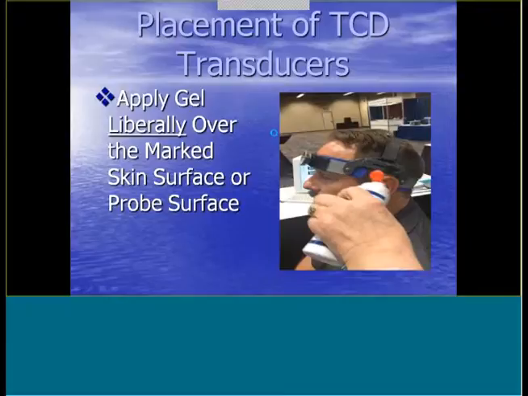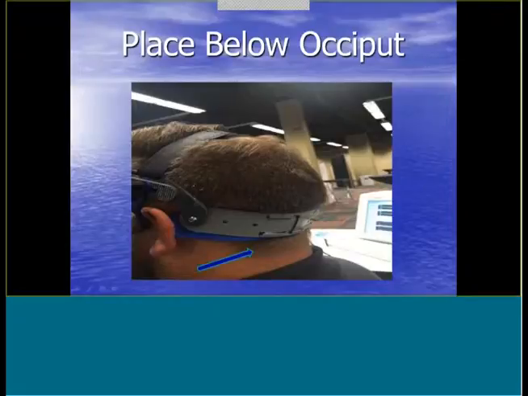Okay, so again, the number one big rule is to apply gel liberally, either on the skin surface or on the probe surface. If you lose contact and you think your probe is drying out, you don't have good contact, just take a 10 cc syringe, fill it with some gel, and squirt it in underneath that eyeball. The little eyeball goes right over this little screw here, and it slides. This is a little sliding bar that you put the probe on. Below the occiput is very important. If it's up too high, this thing slides right up and comes right off.